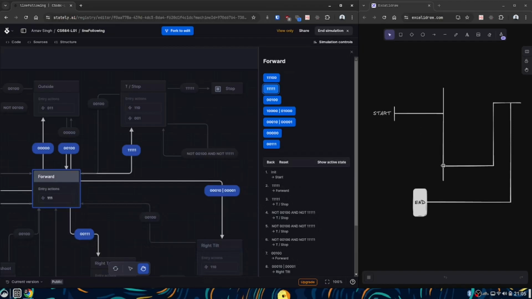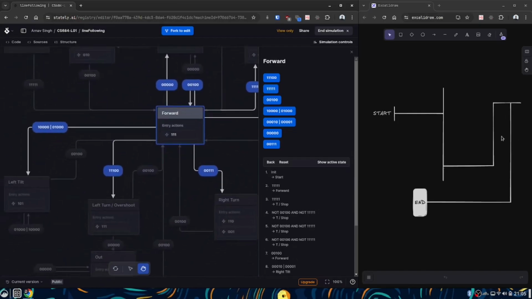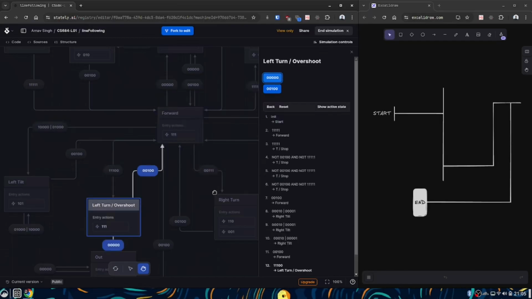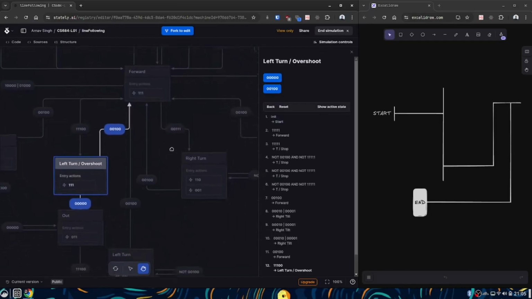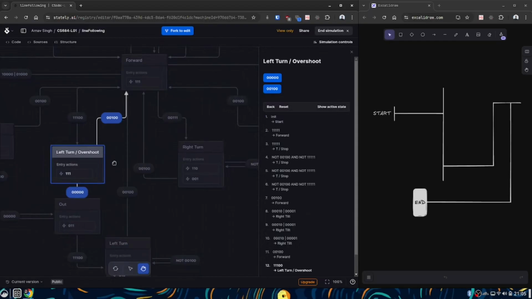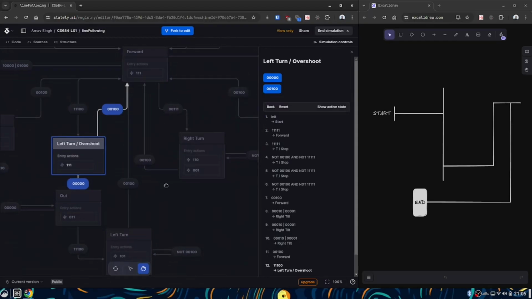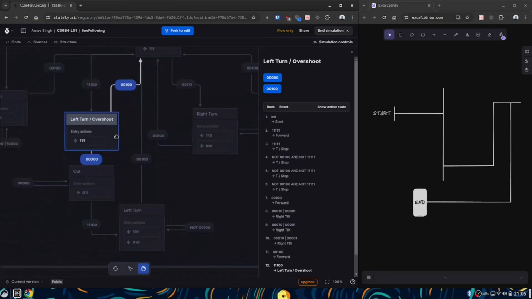Now suppose we are reaching here. In this case, the sensor input would be something like 1, 1, 1, 0, 0, which corresponds to this transition. So let us take that transition. We call this state left turn / overshoot, and the reason for that will be explained shortly. Here we continue going forward, and the reason is we want to be able to handle a particular case.